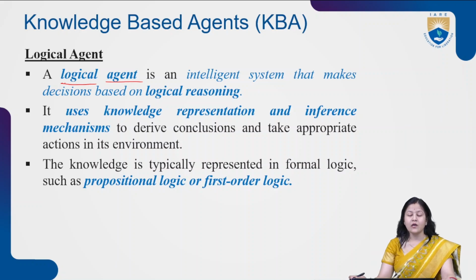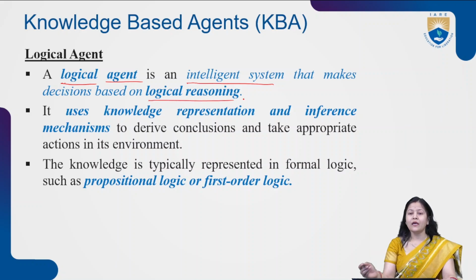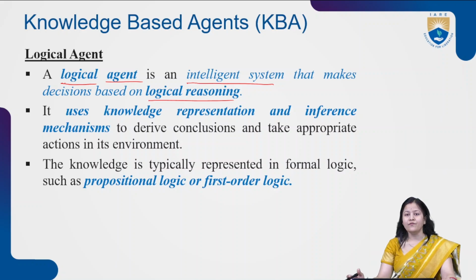But here the term is logical agent, the agent which performs actions logically. That is why it is called the logical agent. So basically it is related to the machine, which is the intelligent machine. It is an intelligent system that makes decisions based upon logical reasoning. Reasoning means the application of methods, axioms, or rules to process the information which is stored inside the agent. That is why it is called logical reasoning. And why is this logical reasoning used? To solve a specific problem or to achieve a goal.